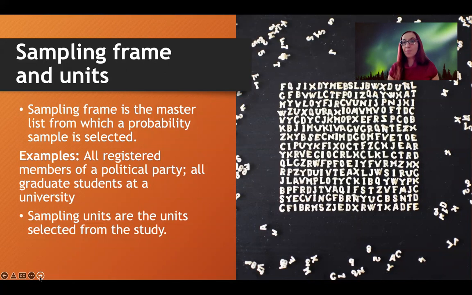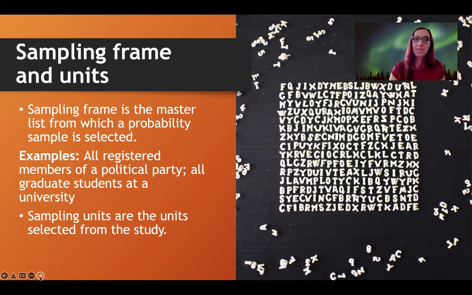So there's non-probability that is more like convenient sampling method. You can't make generalizations based on this type of method, but you could make generalizations based on random or a probability sampling method. Another concept that I wanted to introduce you to is sampling frame and units.